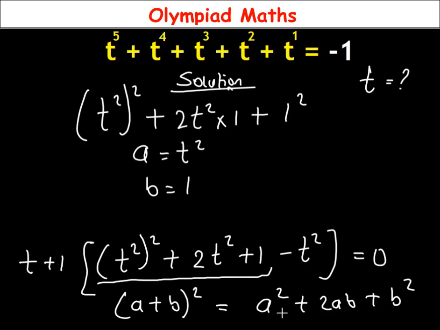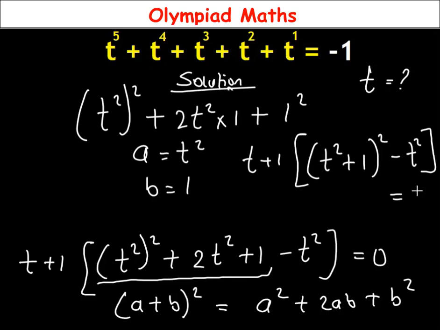And don't forget that this can also be written as a plus b all squared. So in place of all this right here, from plus 1 up to plus 1, it can be written as a plus b all squared. So we have t plus 1, then in brackets all these become a plus b all squared, where a is t squared. So in bracket, a is now t squared, then plus b is 1, so 1 all squared. Then don't forget your minus t squared. Minus t squared is all equal to 0.